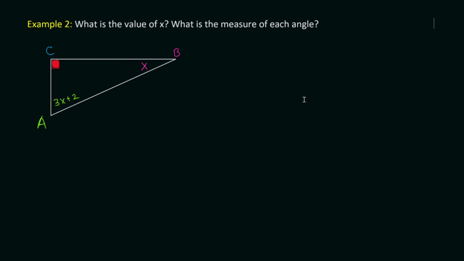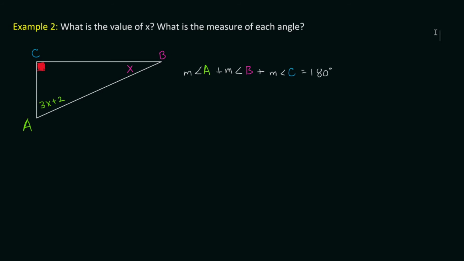So let's look at the triangle sum theorem. The triangle sum theorem says that if you add up angle A plus angle B plus angle C, the interior angles of a triangle, this should always add up to 180 degrees. Here is the theorem. Let's plug in the information that we do have.